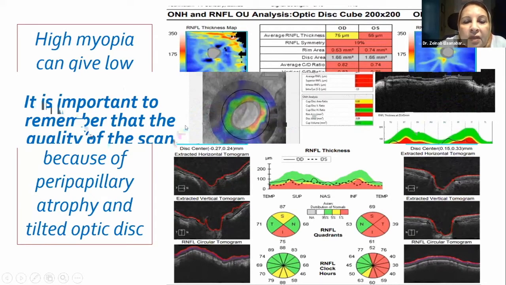We have here very high myopia, and we see the posterior staphyloma. However, we have less affection of retinal nerve fiber layer thickness, which is not sure. And in this area, with good measurement, we'll have a more significant affection of the retinal nerve fiber.